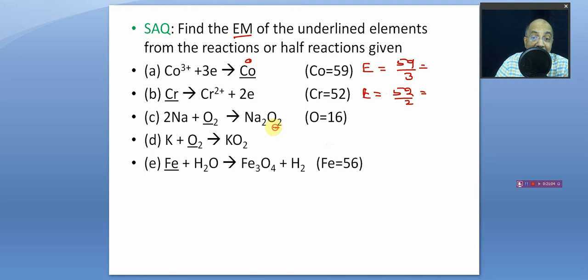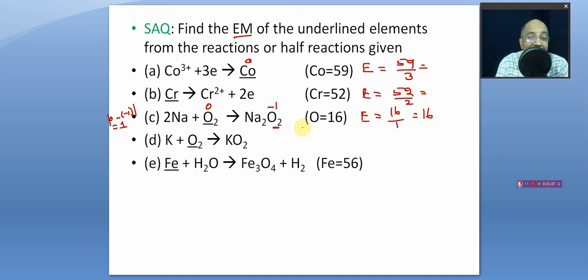Here it is forming peroxide, right? It is going from 0 to -1. The change in oxidation number is 1. 0 minus -1, take the mod. Change is 1. So here the equivalent mass of oxygen, the underlined element, is 16 by 1, 16. It's not 8 here.